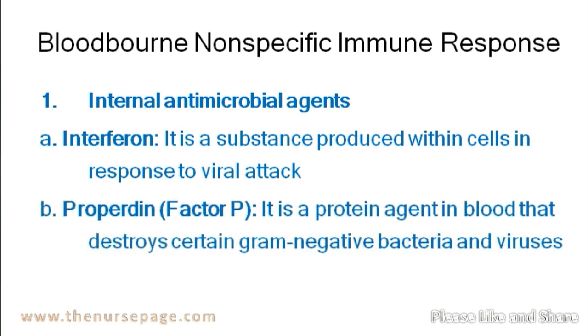Next thing is properdin or factor P. Properdin or factor P is a protein agent in blood that destroys certain gram-negative bacteria and viruses. So internal antimicrobial agents include interferon and properdin or factor P.